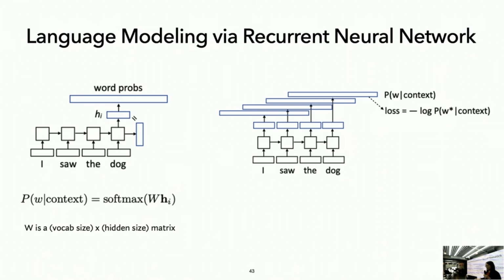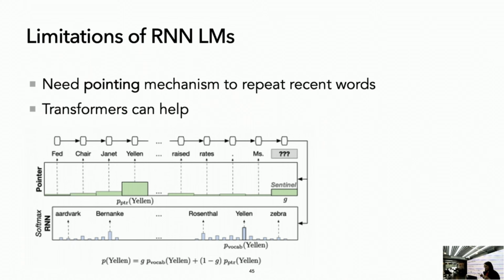For this type of model, especially if you use it for machine translation, you will see that as the sentence length increases, the performance of this type of recurrent neural network drops significantly. So in order to fix this information bottleneck, people introduced the pointing mechanism, or we need a more powerful architecture to take care of the dependency here. This is where we are going to cover transformers.